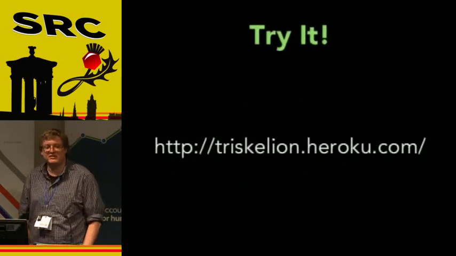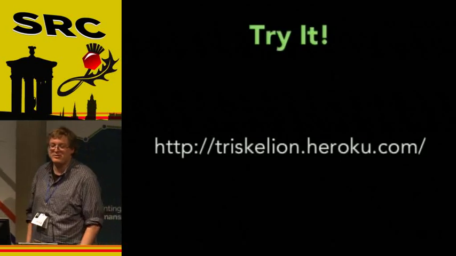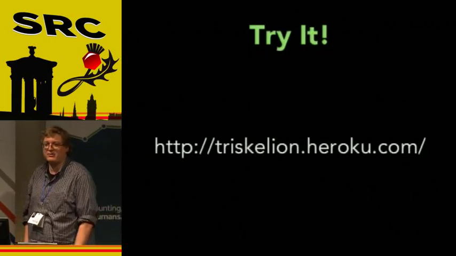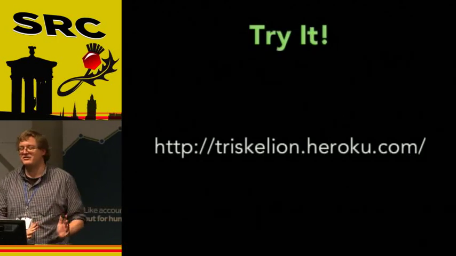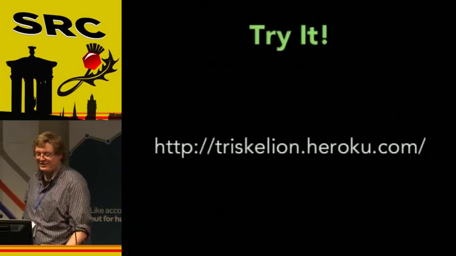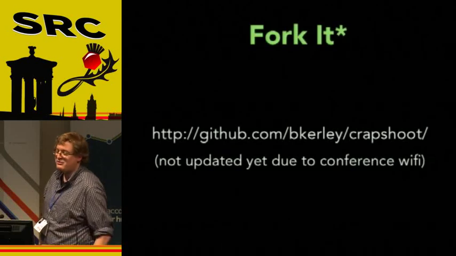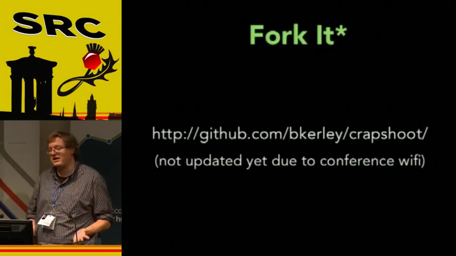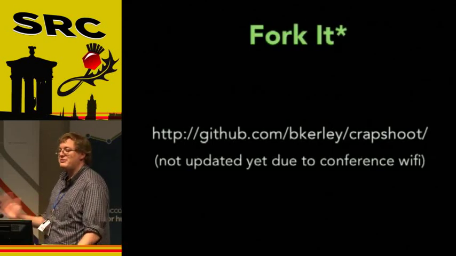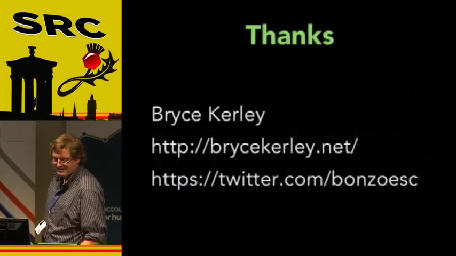There's a web version of this online optimized for Dungeons & Dragons players at triskelion.heroku.com. The source is on GitHub. It doesn't have multiplication and division yet because network access has been spotty today. If you want to fork it, there's a GitHub. It's bcurly/crapshoot. But again, today's stuff isn't on there. The crapshoot gem also hasn't been updated yet.